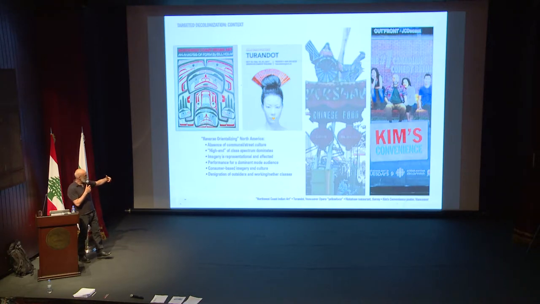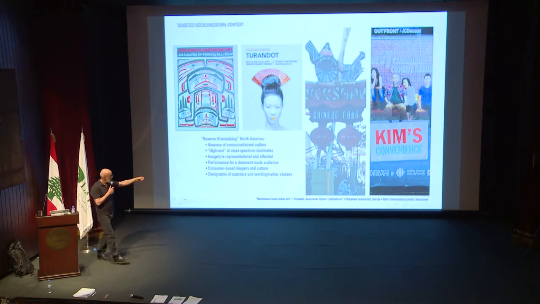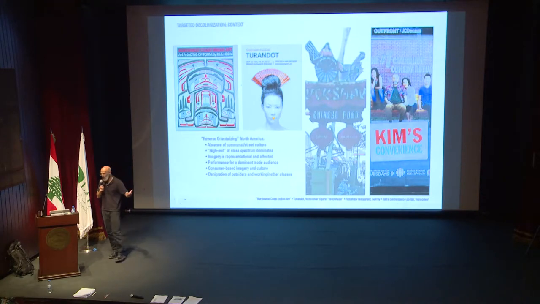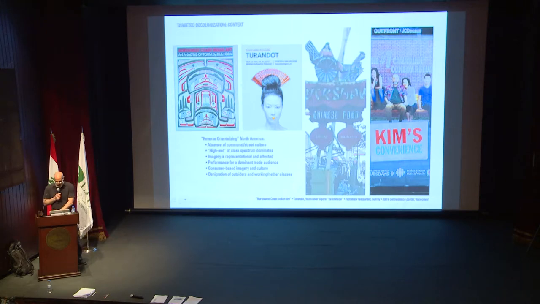There's a distance here, so even in a television show called Kim's Convenience, which is about Korean immigrants, the audience for it is Anglo-Canadians. It's not necessarily the Korean community. We'll come back to this.